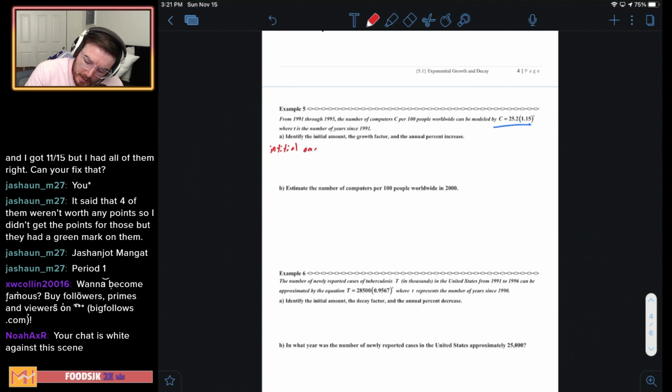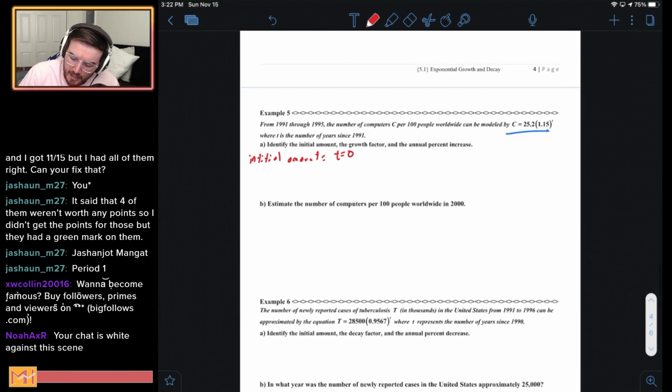The initial amount of computers. Well, I would call that at time 0, right? When no time has passed, that's how many people first had computers. And then as time progresses, 1 year goes by, 2 years go by, we'll know how many computers exist at that point in time. But if we want the initial amount, we want time to be 0, aka 0 years have passed.